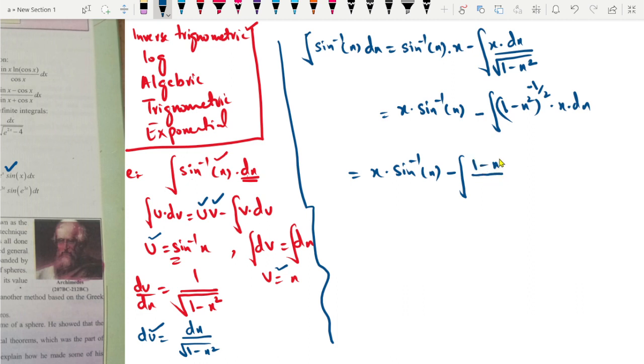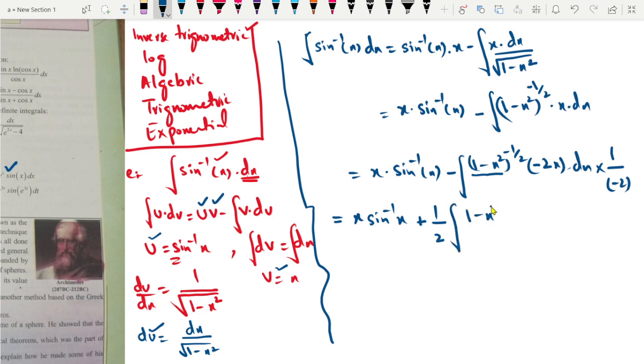So this is x sine inverse of x minus integral of 1 minus x square to the power minus 1 by 2. I can write minus 2 here: I multiply with minus 2 and divide with minus 2. So this is x sine inverse of x, and writing the minus outside, plus 1 by 2 integral of 1 minus x square to the power minus 1 by 2 times minus 2x dx.